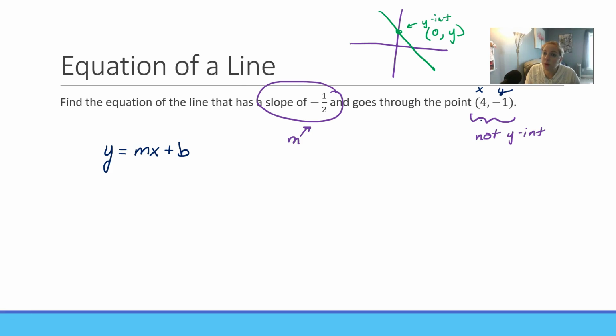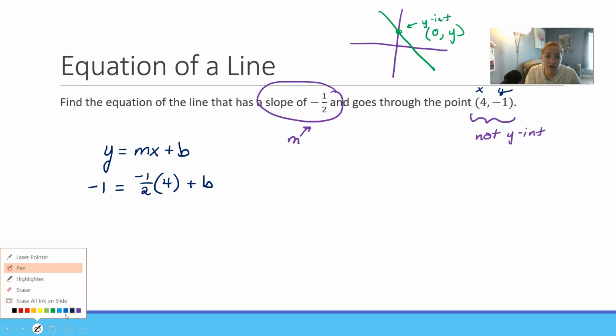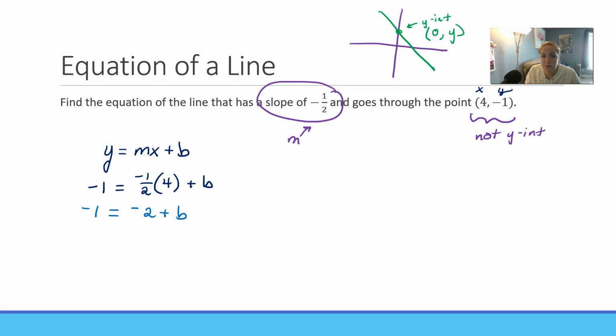So we could actually plug in all this information. So y would be negative 1, m would be negative 1/2, x would be 4, and then we have b hanging over here. We don't know what b is. We don't know the y-intercept. But we can solve for it. We have all the rest of the information. So let's simplify. Negative 1/2 times 4 is negative 2. Add 2 to the other side.